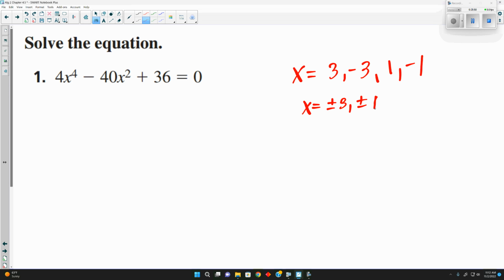Now there is something interesting with this here. Is there a greatest common factor number that goes into all 3 of these terms? Is there a number that divides into all 3? 4, yes? What I want to show you is this here. If we divide everything by 4, well, this is just going to be x to the 4th, yes? -40 divided by 4 is -10x squared. And 36 divided by 4 is 9.